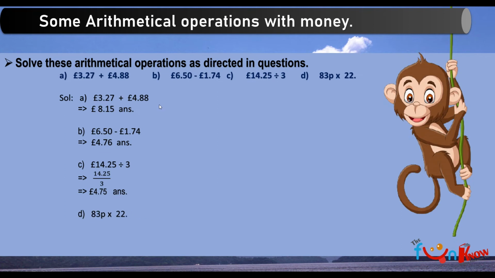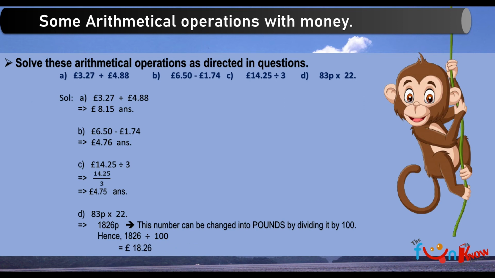And in the D part, we'll multiply 83 pence by 22. We get 1826 as the answer. This number can be changed into pounds by dividing it by 100. Hence, 1826 divided by 100 would give us 18.26.